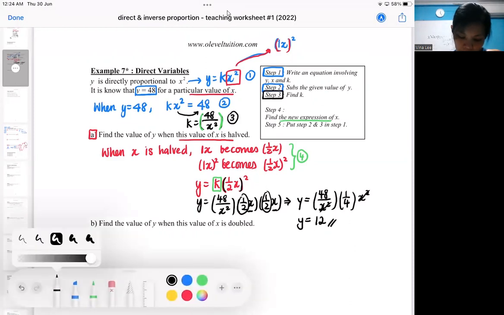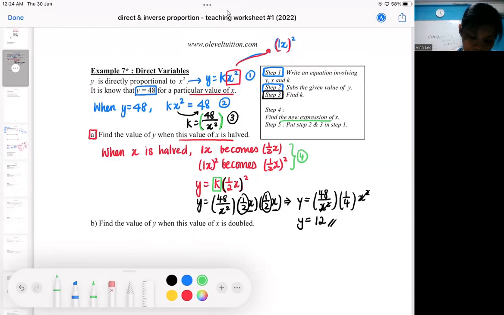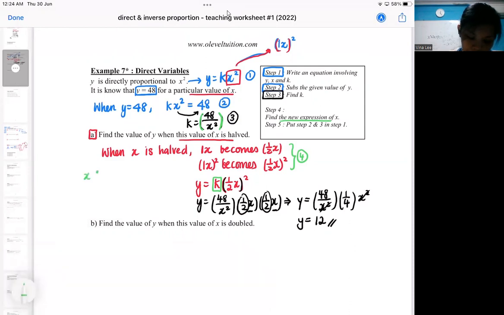So let's take a look at the overall idea. We started off with a particular x, and then y is equal to 48. And then when we decide to halve the x, y will become 12. So the y value actually decreased, divided by 4, when the x value is divided by 2.